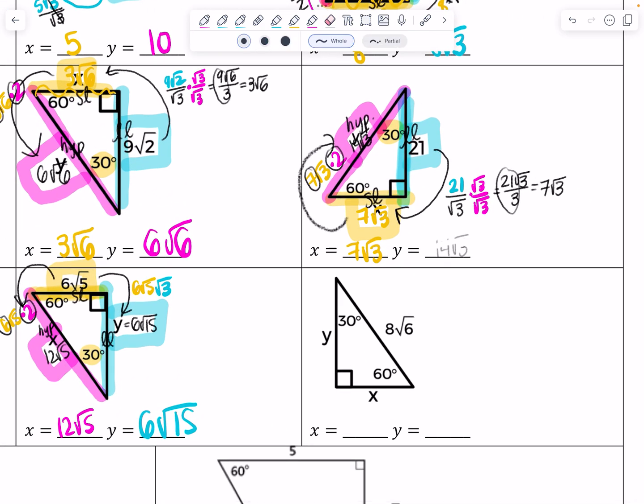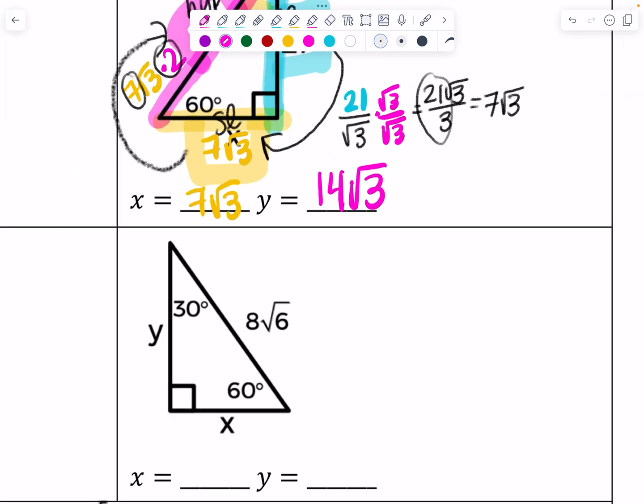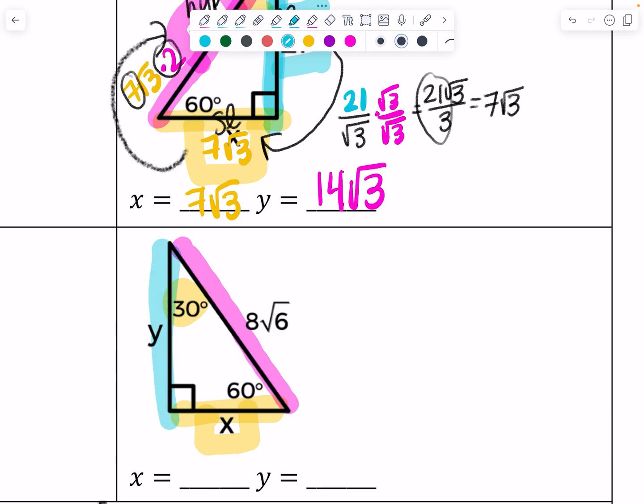So this next problem, I want you to pause the video if you're working on this right now and try it. This next problem, highlight your 30-degree angle and find your short leg. And then click play and see how you did. Here's my short leg. I need to find it. I've got my hypotenuse on this one. There's my hypotenuse. And then here is my long leg. Okay. So I have the 8 root 6.